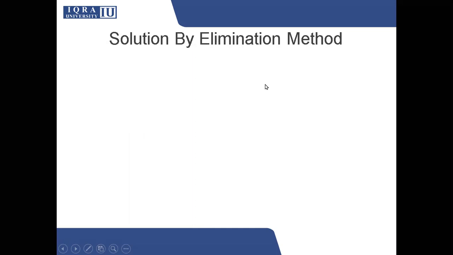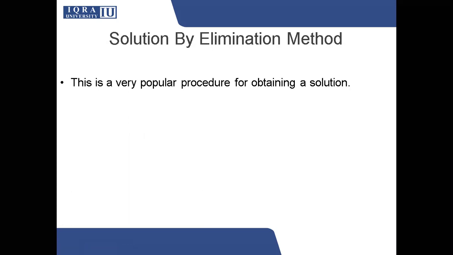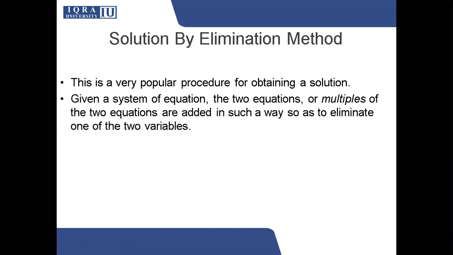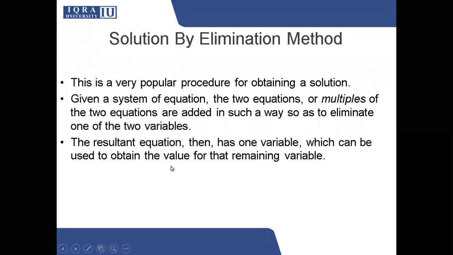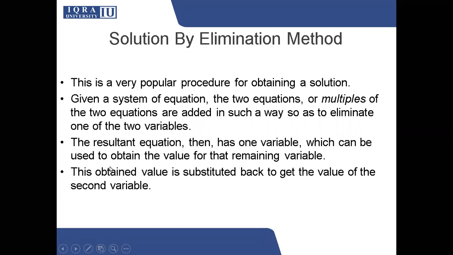We'll move on now to determining the solution of a system of equations by using the elimination method. This is a very popular procedure for obtaining a solution. Now, if we are given a system of equations, what we do is the two equations or multiples of the two equations are added in such a way as to eliminate one of the two variables. The resultant equation then has one variable which can be used to obtain the value for that remaining variable, and this is substituted back to get the value of the second variable.